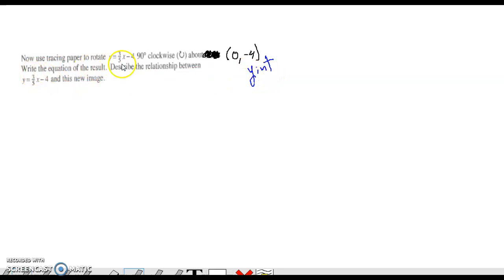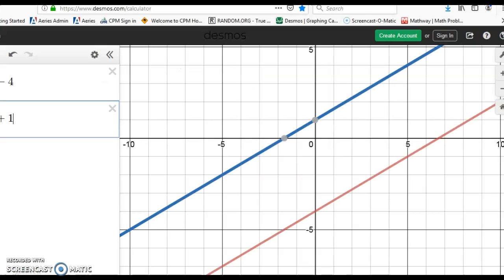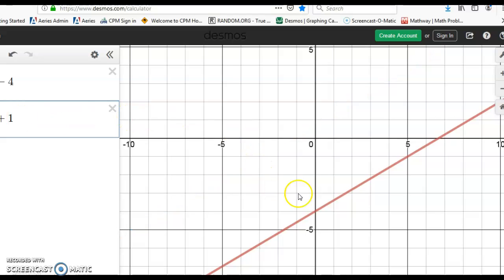Okay, and you're going to write the new equation that results, and again, describe the relationship between this original line that we had and the new line. So again, we're no longer focusing on this line anymore. If you want to draw this on a new graph, that would probably be beneficial. So again, I'm focusing on this one.